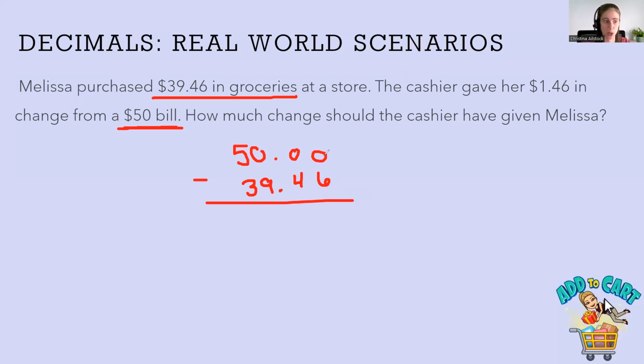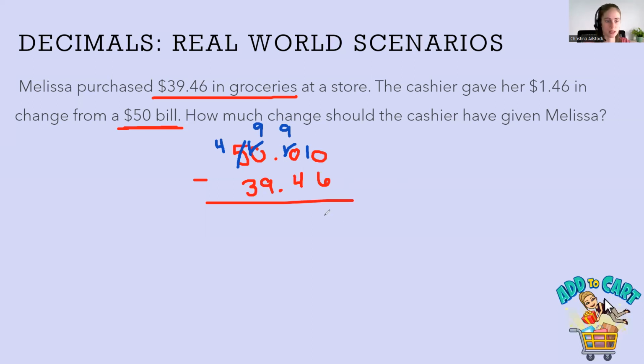We're going to need to do some borrowing, and we're going to have to go all the way down here to the 5 to borrow, which would make it a 4. And then we'd have a 10, but of course we need to borrow from that, making this a 10, but we need to borrow from that. And finally, we have enough.